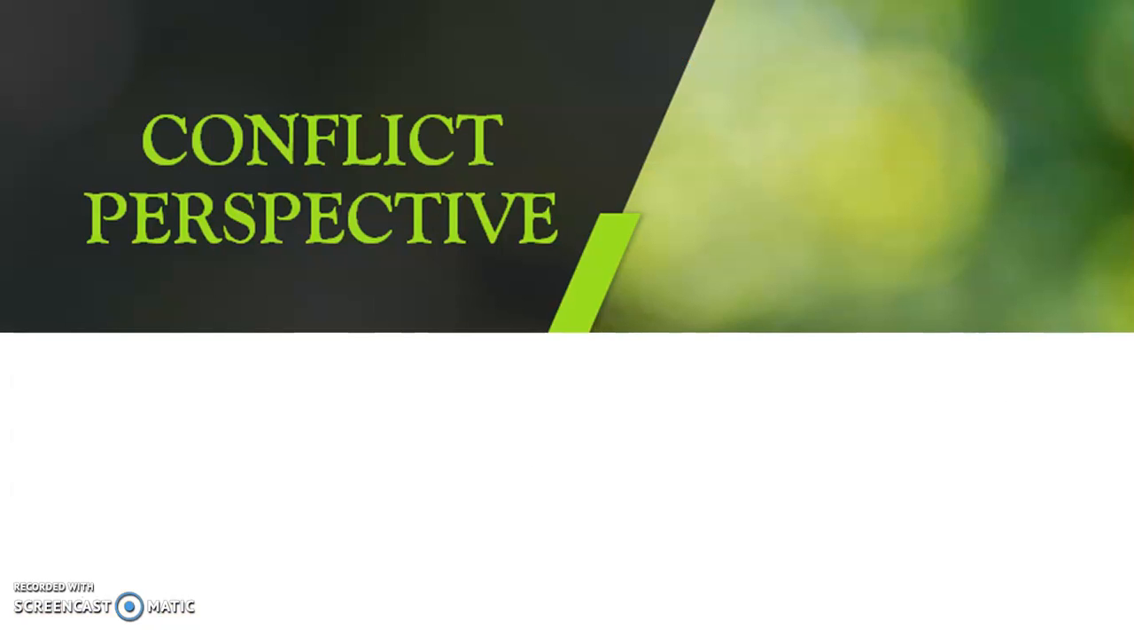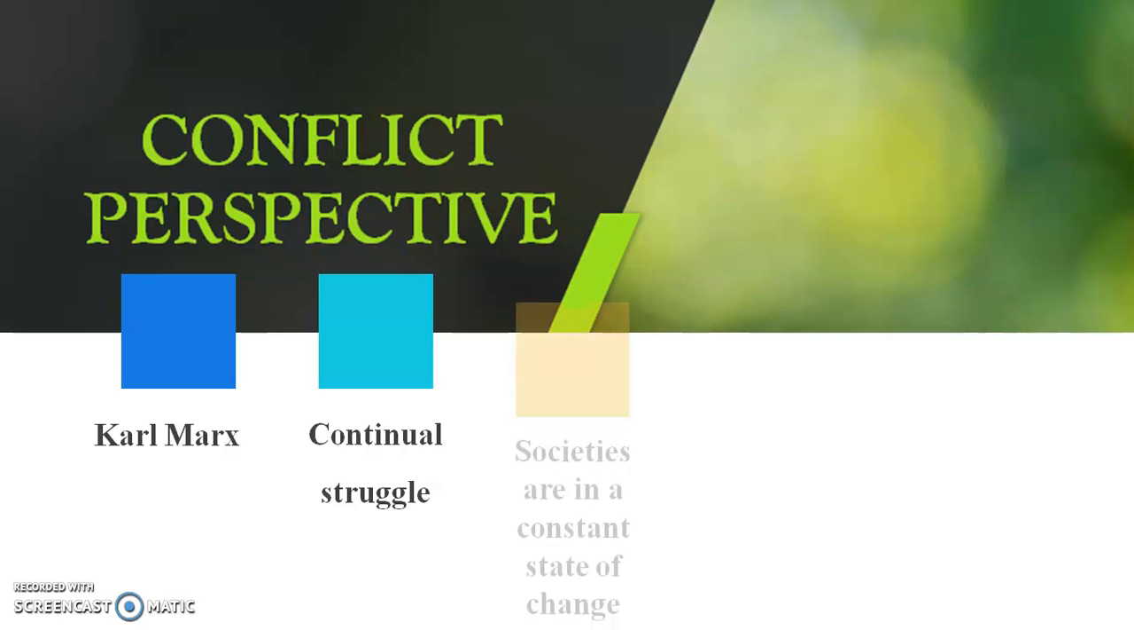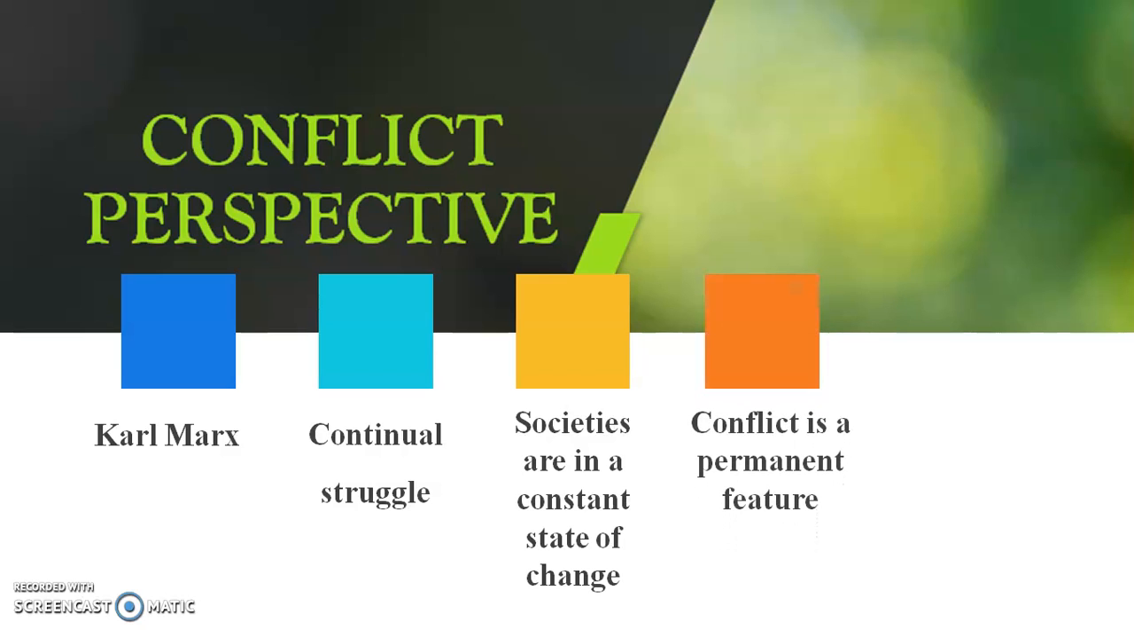The second theoretical perspective in sociology is the conflict perspective. It derives from the work of Karl Marx. The conflict sociologists see the social world in continual struggle. They assume that societies are in a constant state of change, in which conflict is a permanent feature.